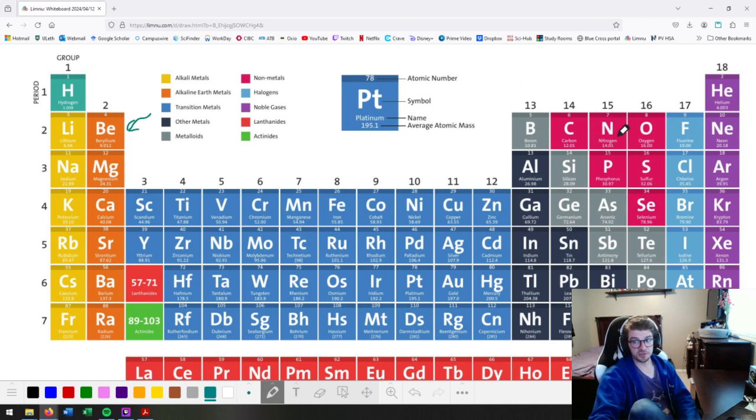And then nitrogen tends to be -3, oxygen tends to be -2, and fluorine tends to be -1, all to get to the noble gas configuration of neon.